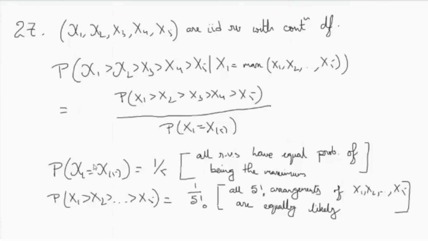And since all the random variables have equal probability of being the maximum, the probability that x1 is the maximum is equal to 1 by 5, because any of the 5 random variables can be chosen to be the maximum. And these 5 random variables can be arranged in a total of 5 factorial ways. This ordering x1, x2, x3, x4, x5 is a particular one out of those 5 factorial ways. So the probability of this ordering occurring is 1 by 5 factorial.